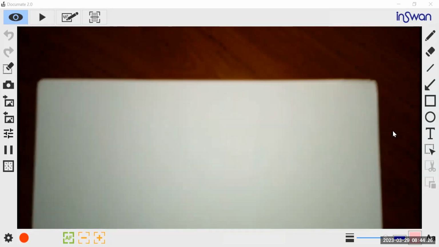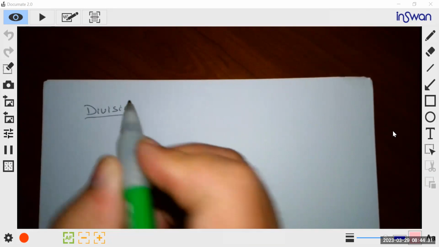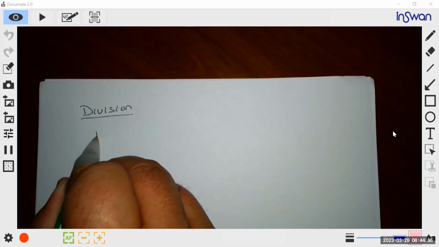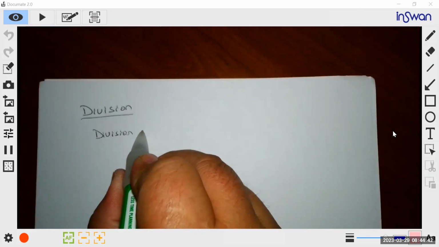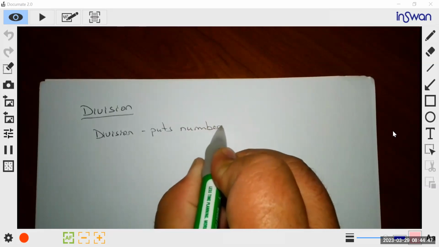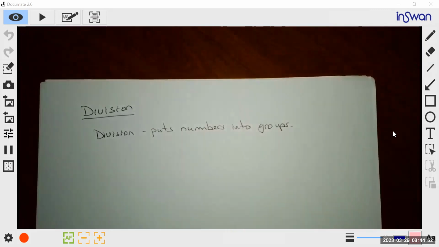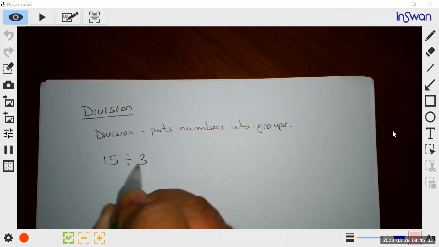Okay, now let's finish up talking about division. Division puts numbers into groups. Remember, in multiplication we had groups, and that is how many times we repeat the groups. Now, division puts numbers into groups. For example, 15 divided by 3.